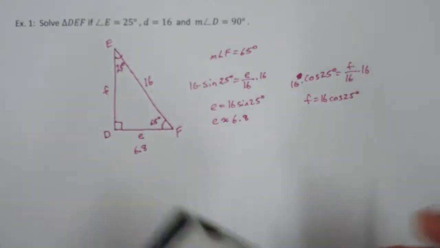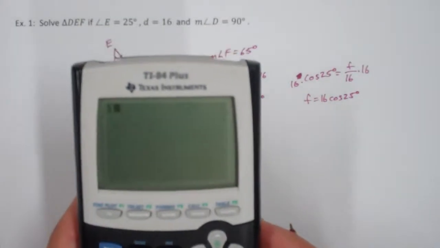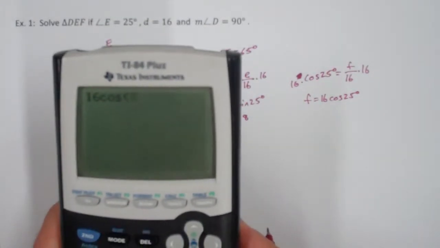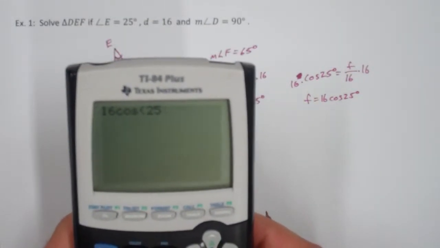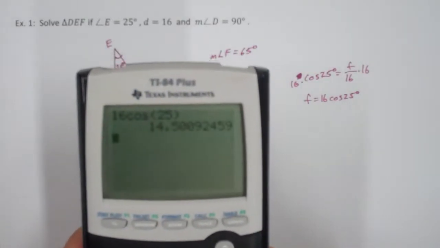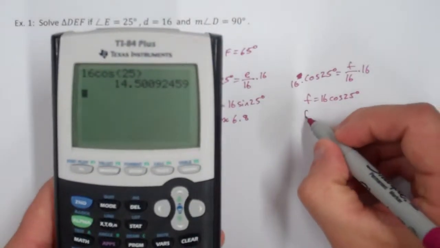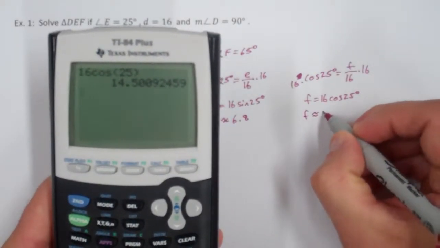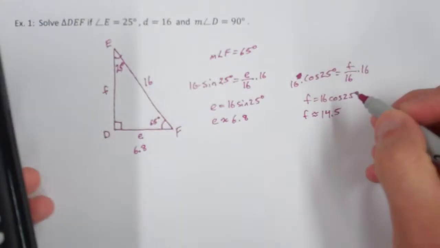There's your exact value. Can't really do much with that, but we could type it in and get an approximate. Especially if this was a real life problem, you're probably going to want to find some value that would work there in a usable fashion. So it's about 14.5. Use the approximate symbol here, about 14.5.